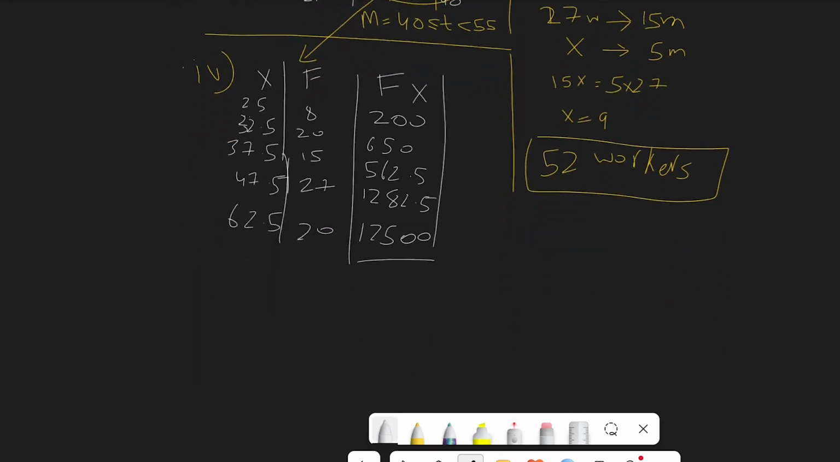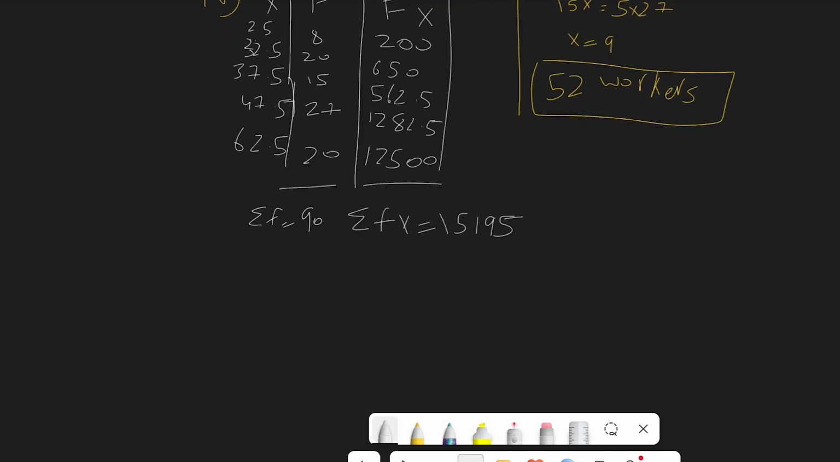We need to calculate sigma fx, so we need to add all these. Sigma fx would be equal to, just add all these values. 1250, I'm just going from the bottom. 1282.5 plus 562.5 plus 650 plus 200, and this is 3945. And for sigma f we already have it as 90.